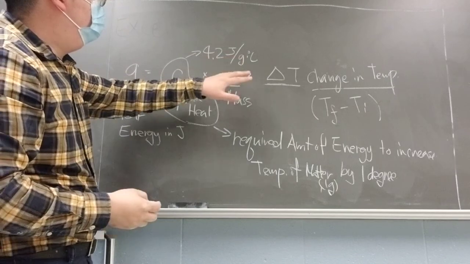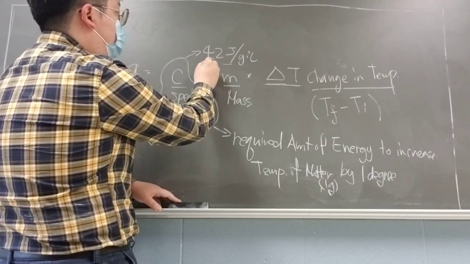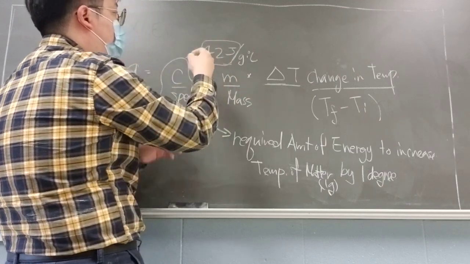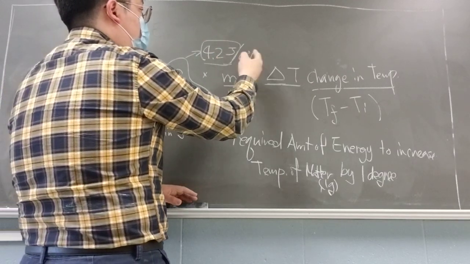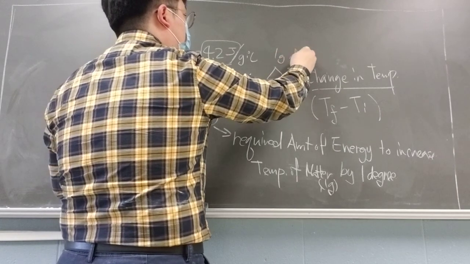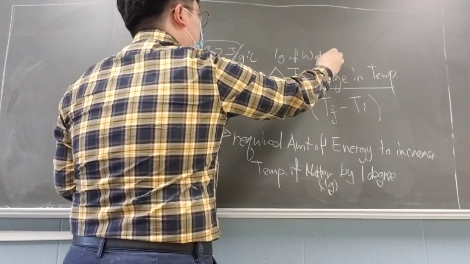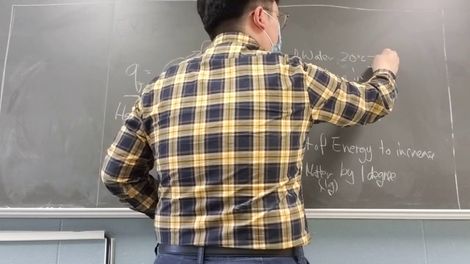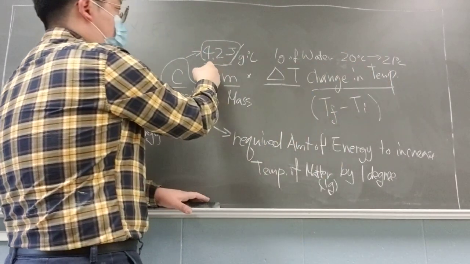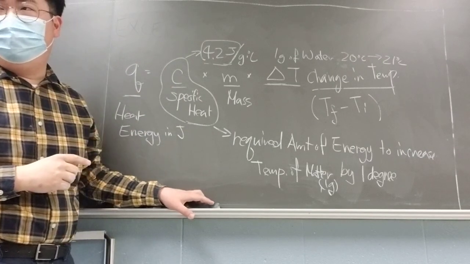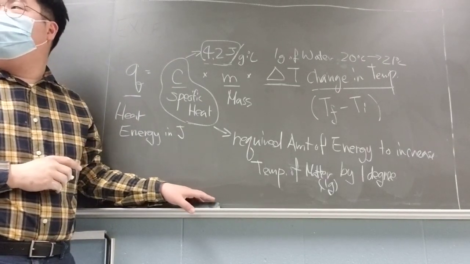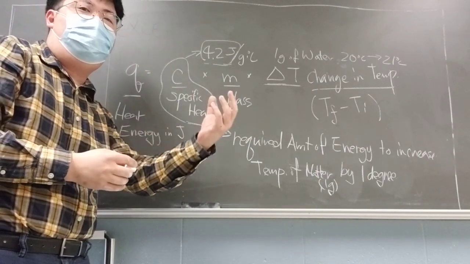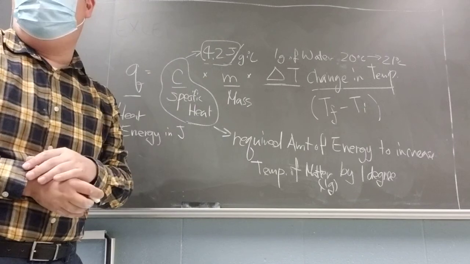If you look at the unit here, it actually kind of makes sense. It means you need about 4.2 joules of energy to increase 1 gram of water, maybe initially 20 Celsius degrees in room temperature, to 21. Then you need this amount of energy. That's what it means. Makes sense, right? So if you have 4.2 joules of energy, you can increase the temperature of 1 gram of water by 1 degree.